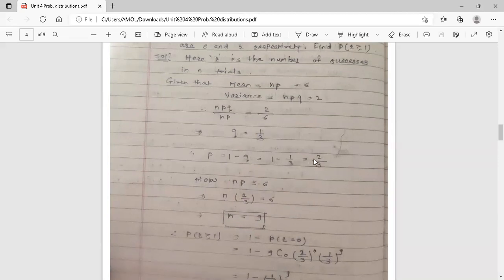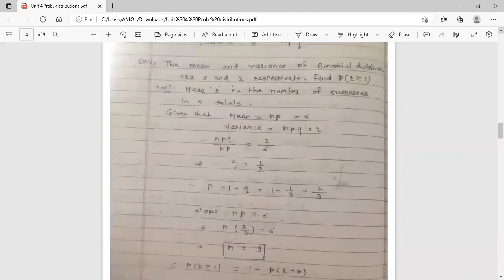So p is also calculated here, 2 by 3, put here p is equal to 2 by 3, and so n is equal to, you shift this 2 by 3 in RHS and simplify it, then you will get the value of n, and here the value of n is 9. Okay, so the value of number of trials here, value of p, probability of success, probability of failure is also there, the value of q is probability of failure.